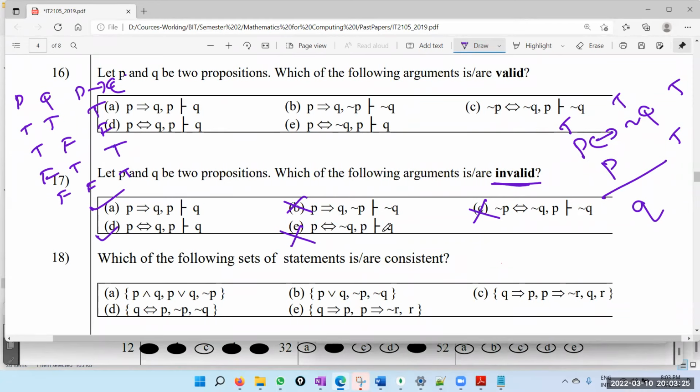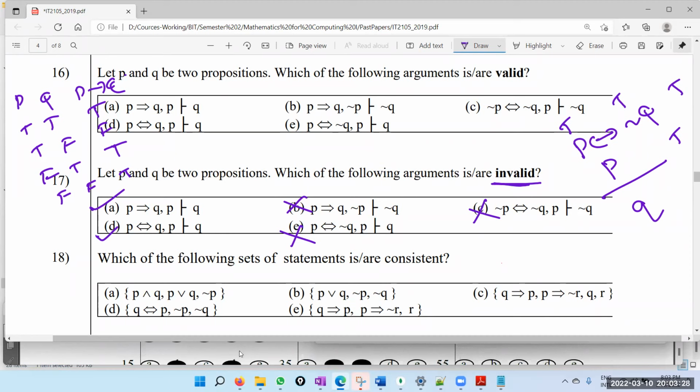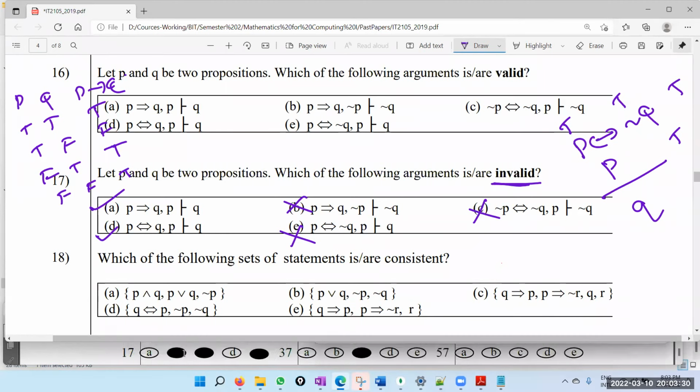B, C, D, E. D is the correct one. Yes, the answer is B, C, and E. Correct.